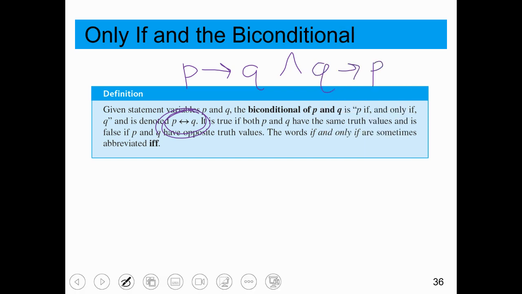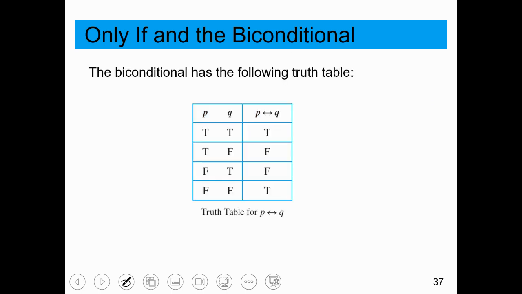Okay? And so we use the words if and only if, or sometimes we really get lazy and just say IFF, if and only if. So here is the truth table. The truth table is that in the biconditional, the statement is true only when P and Q have the same truth value. Interesting.